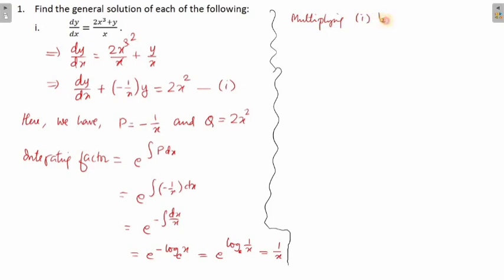Multiplying equation 1 by the integrating factor, that is 1 by x, let's see what we get. So we get 1 by x dy by dx plus, this is going to be minus 1 by x square y, because 1 by x into 1 by x becomes 1 by x square, y is equals to, this becomes 2x, isn't it? 1 by x into 2x square becomes just 2x.